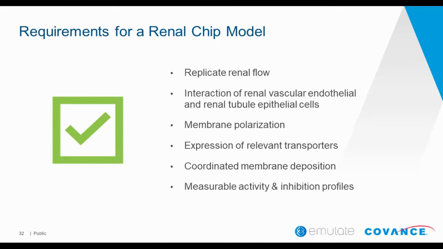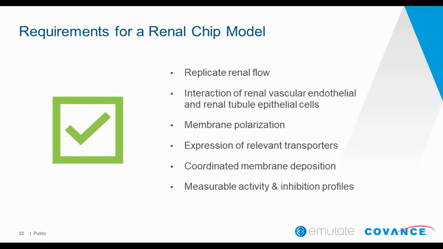So again, to summarize, what Emulate has been able to generate is a very well-engineered chip, a very well-engineered system that is easy to use, that emulates the proximal tubule that one would see in a physiological system. Renal flow is replicated, which allows the system to behave very similar to what one would see in the physiology of an individual. We do see the interaction between the renal vascular and the renal tubule, endothelial and epithelial cells as those move forward.